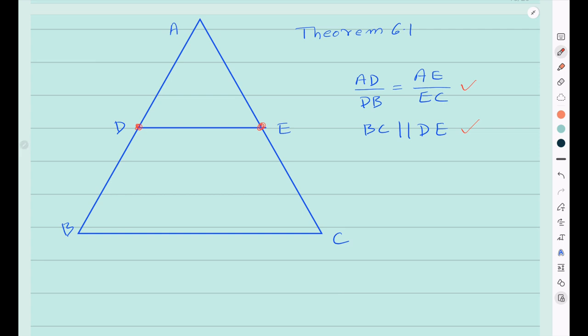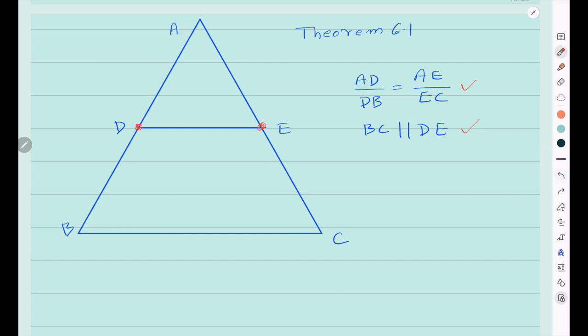First I will describe the figure. I have made a triangle ABC, and then I have drawn a line DE which is parallel to one of the sides, BC, of the triangle. The theorem says that if DE is parallel to BC, then it will cut those two sides AB and AC in the same ratio, meaning AD divided by DB will be AE divided by EC. This is what needs to be proved.